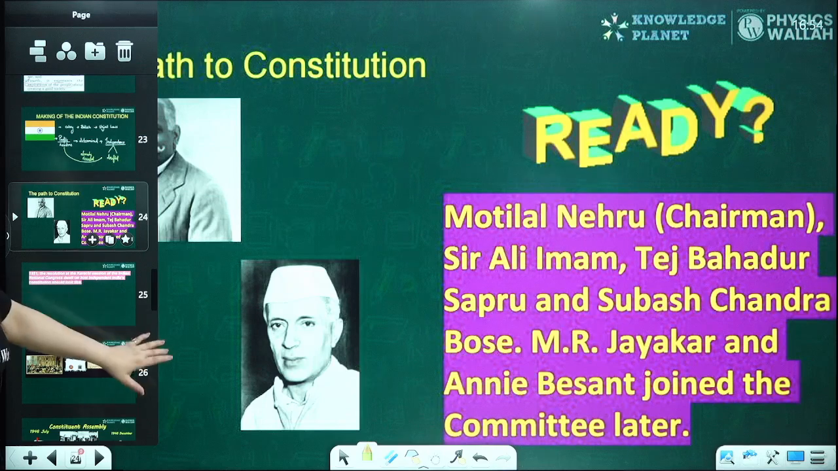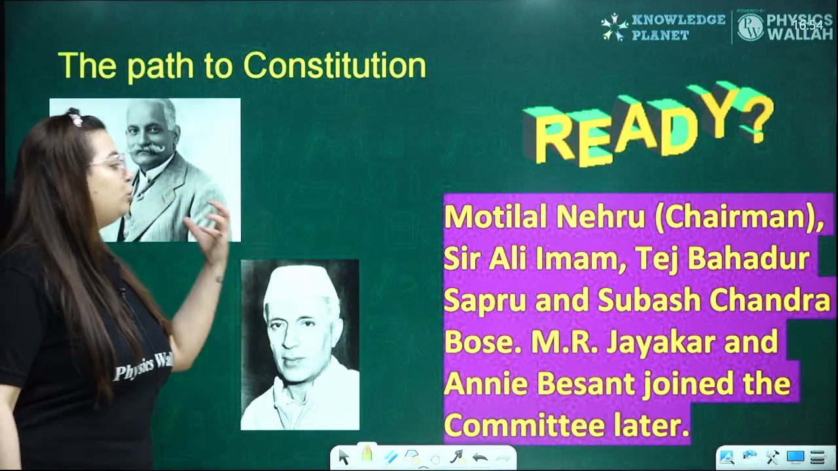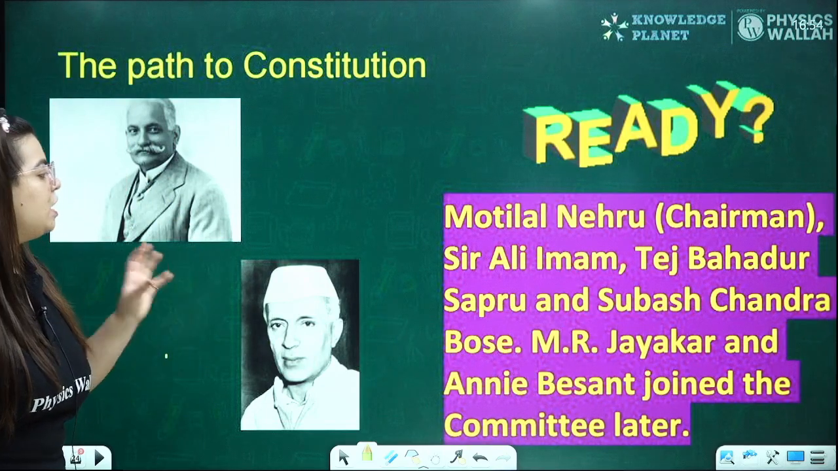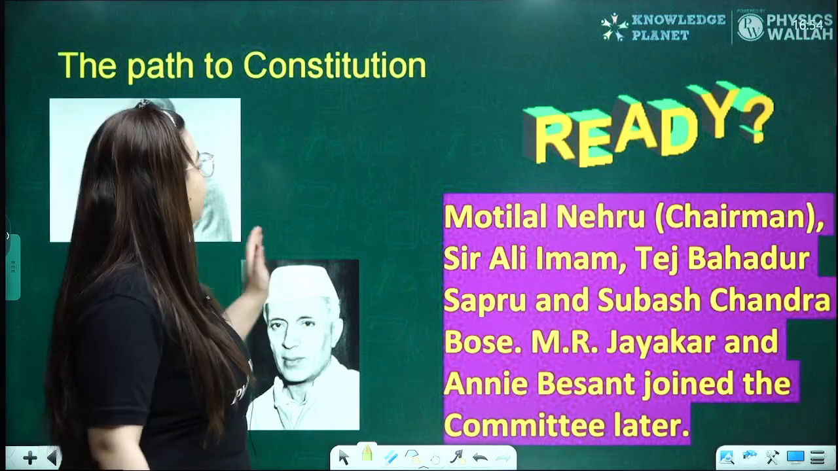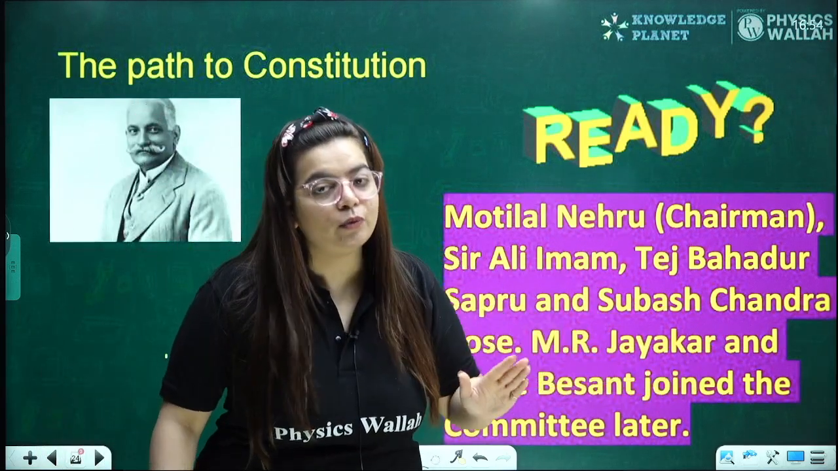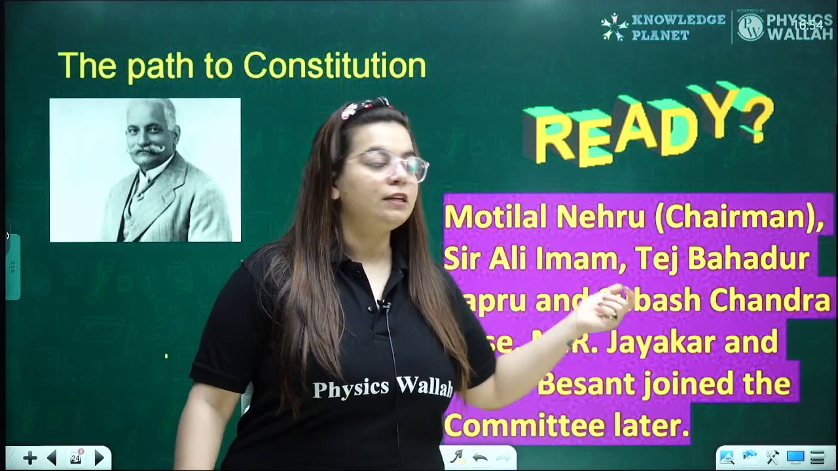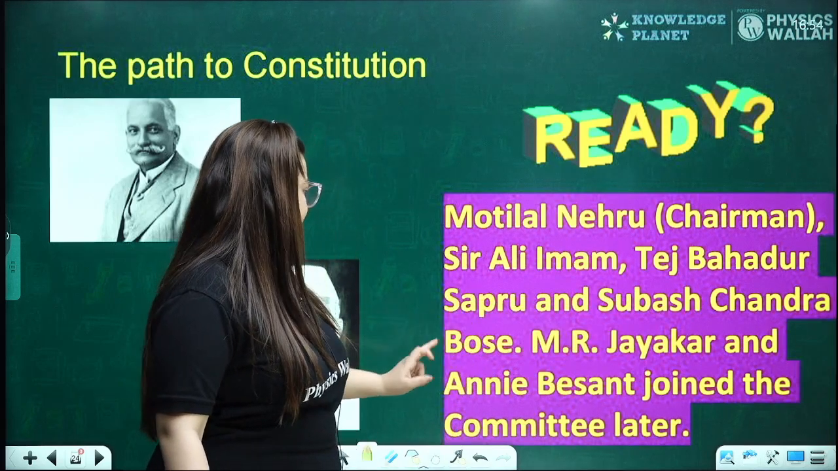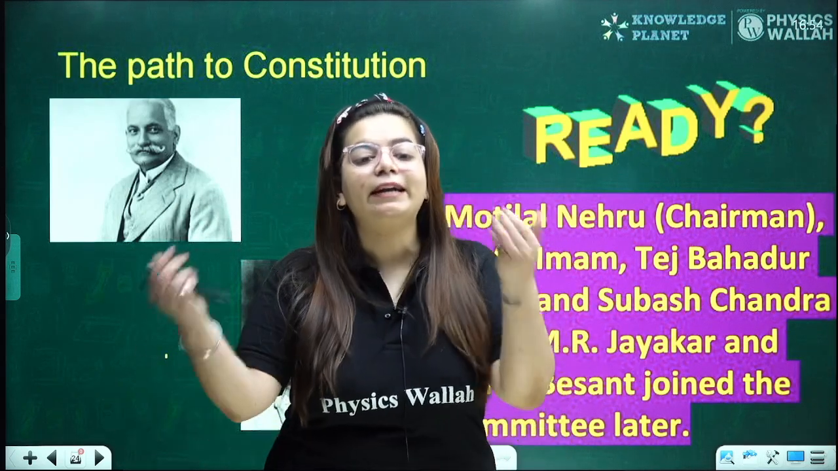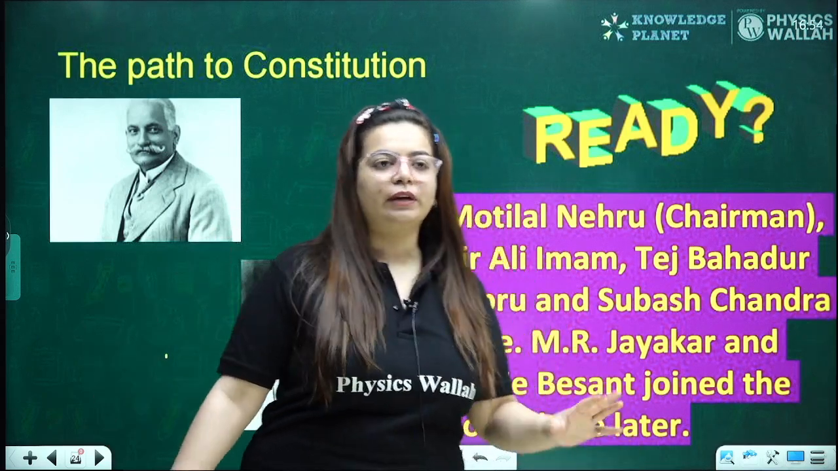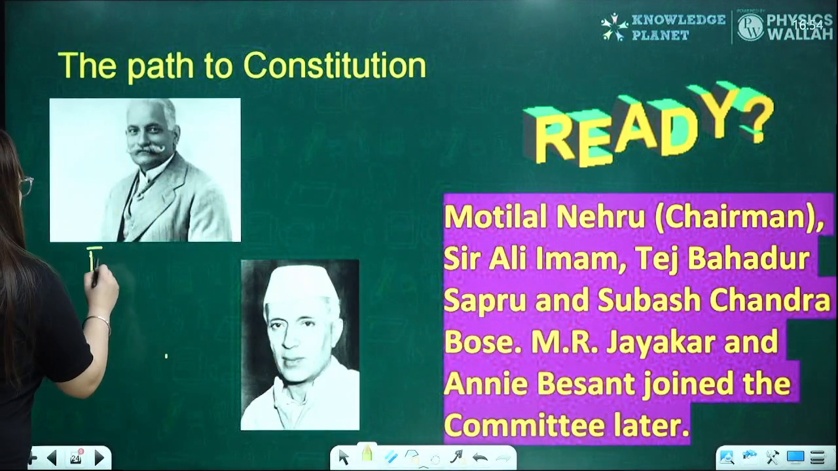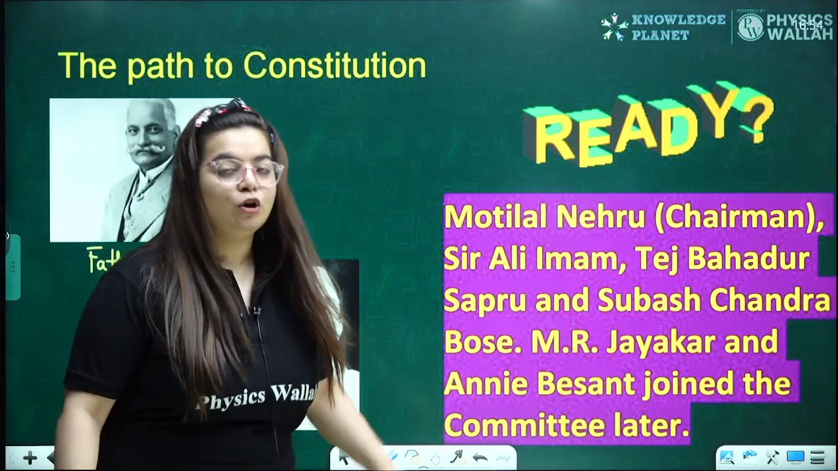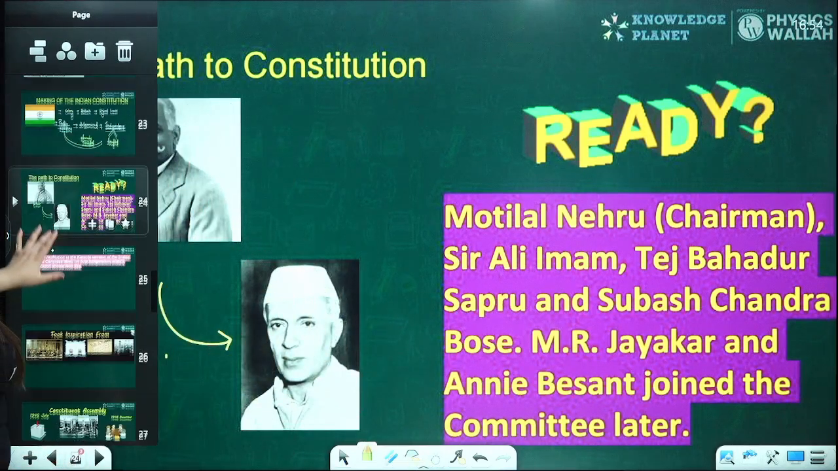Motilal Nehru, the chairman, Sir Ali Imam, Tej Bahadur Sapru, Subhash Chandra Bose, M.R. Jayakar, and Annie joined the committee later. Basically, this was the part 2 constitution. Motilal Nehru and 7 other leaders had already discussed how independent India would look. Now, who was Motilal Nehru? Motilal Nehru was the father of Jawaharlal Nehru. So they had already discussed how the constitution of India would look.